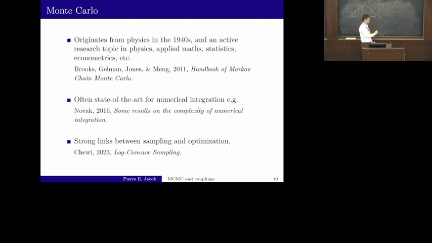It would converge at a rate of order 1 over the number of points, whereas the Monte Carlo method would converge at a rate of the order of 1 over the square root of the number of points. Okay, so in dimension 1, you should not use Monte Carlo.